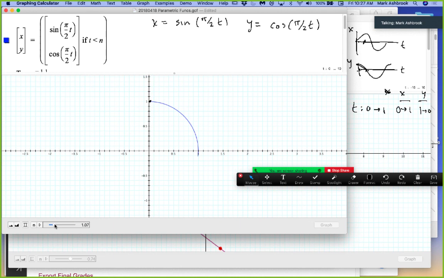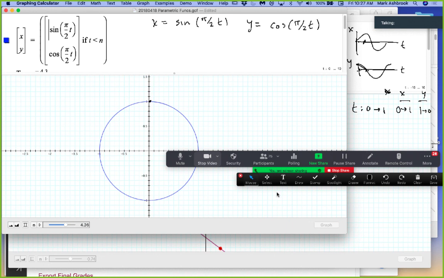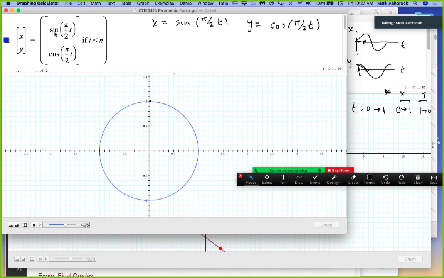And then we could continue that way. And what do we get? Just the unit circle. Right. So if you remember, our definitions of sine and cosine are coordinates on the unit circle. So if you set x and y equal to sine and cosine, you're going to get the unit circle.